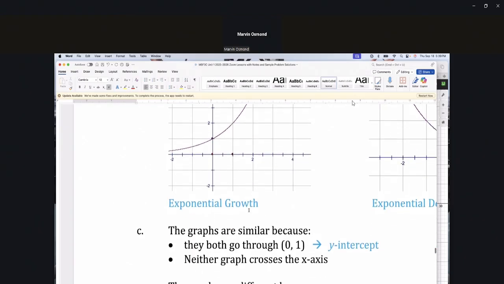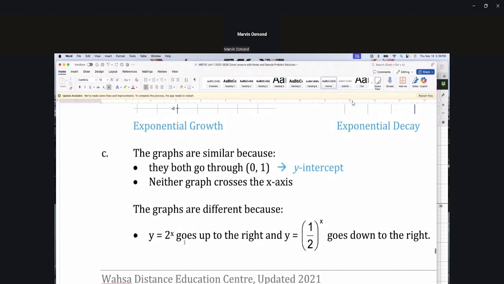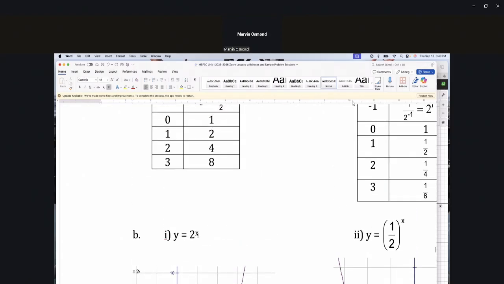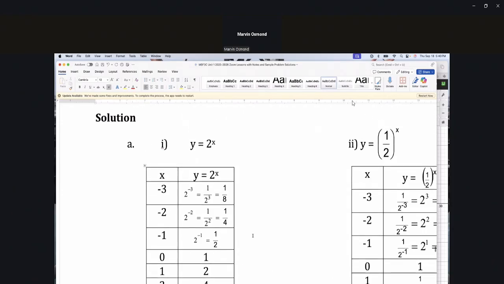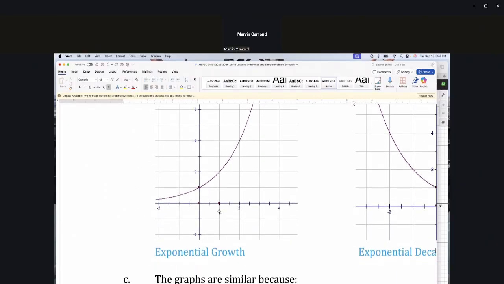So again, exponential growth goes up to the right, exponential decay goes down to the right. That point where it crosses the y-axis is the y-intercept, usually 0, 1, unless there's an a value up here. So if it's just a number to the power of x, the y-intercept will always be 1. But if there's a number in front, like the one that we looked at, 4 times 2 to the power of x, then in that case the y-intercept will be 4.